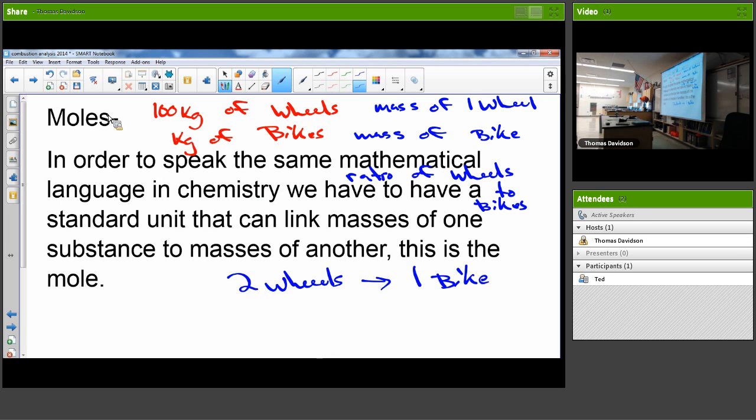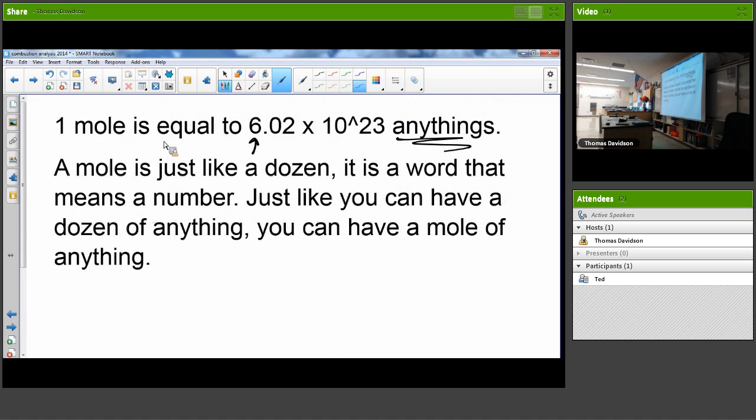A mole, like this slide will say, is equal to that big freaking number. It's 6.02 times 10 to the 23rd anythings. A mole is just like a dozen. It's a word that means a number. Just like we can have a dozen of anything we want, we can also have a mole of anything we want. So in the example right before, you could say you had 2 moles of wheels to every 1 mole of bikes. And if that's confusing, think about it as a dozen. You need 2 dozen wheels to make 1 dozen bikes, right? Because it was a 2 to 1 ratio.